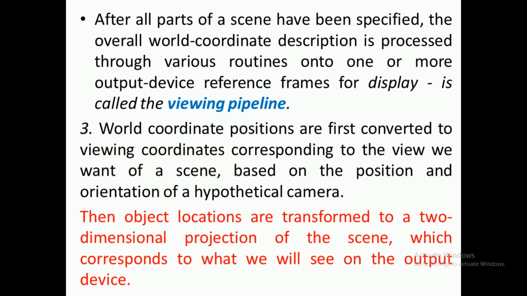Somebody may be interested in only the front wheel. Somebody may be interested in the back wheel. Somebody may be interested in only the handle scene. Then whichever scene you want to view has to be converted to viewing coordinates, based on the position and orientation of your hypothetical camera.